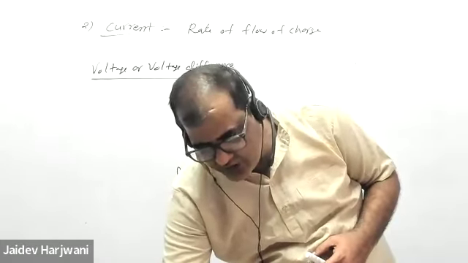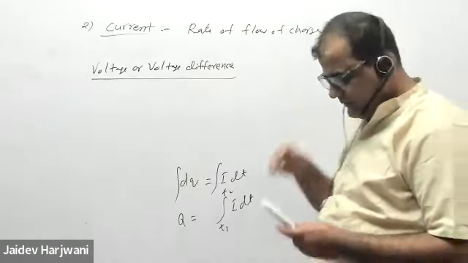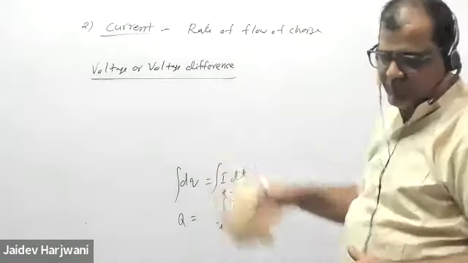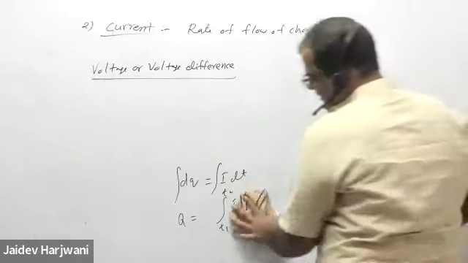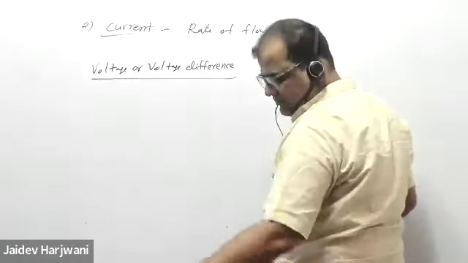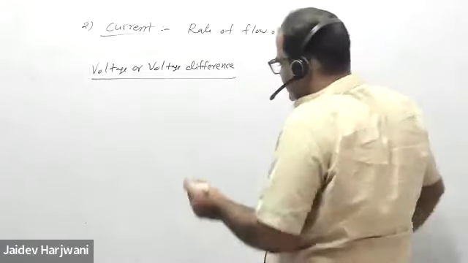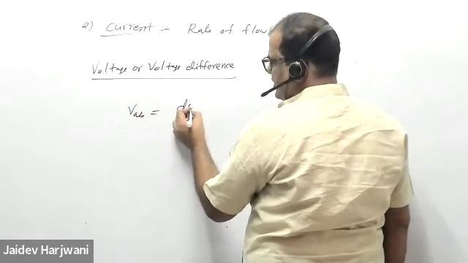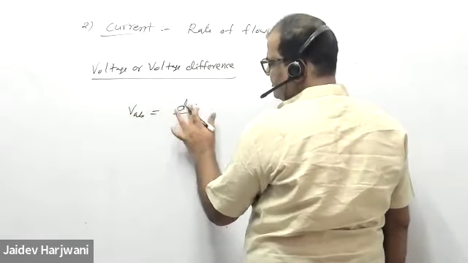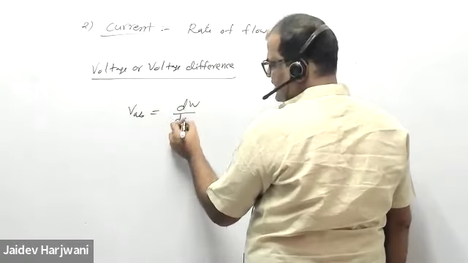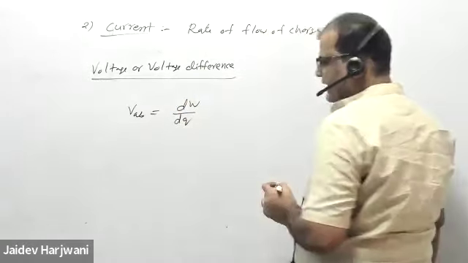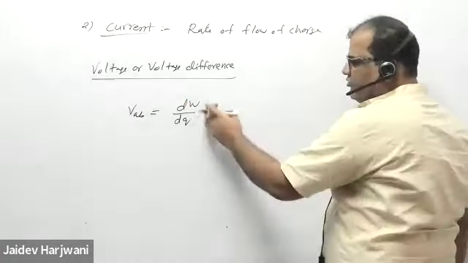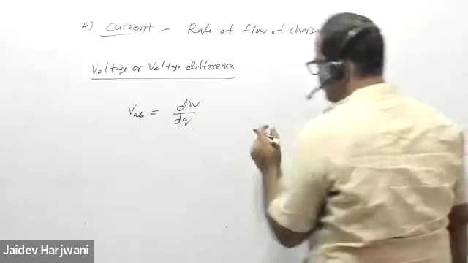So when talking about voltage, it is the work done in moving a charge from infinity to some point. But in circuits I am concerned with the voltage difference. Voltage difference V is dw by dq, where dw is the work done in moving a charge, for moving one charge from one point to point A.